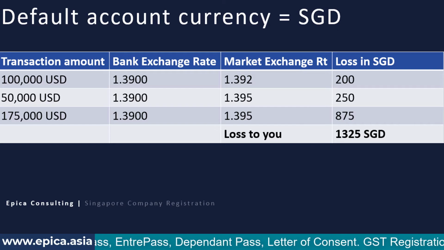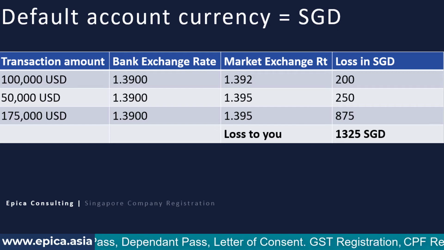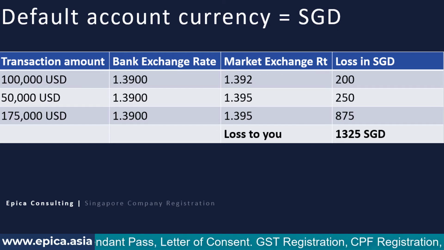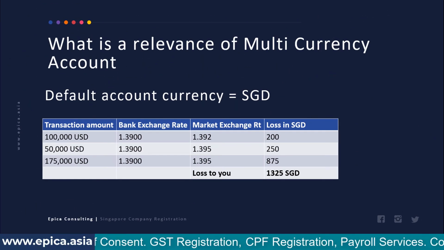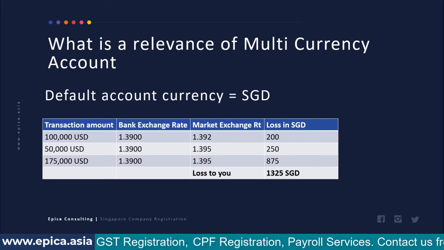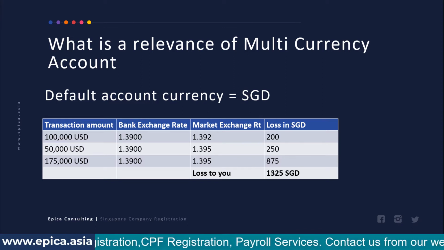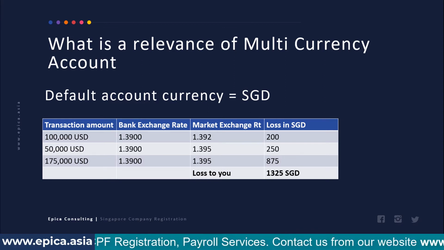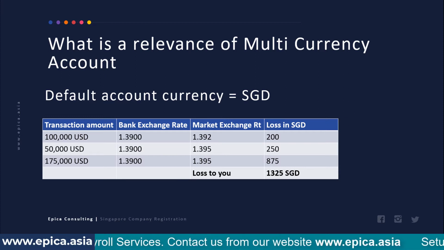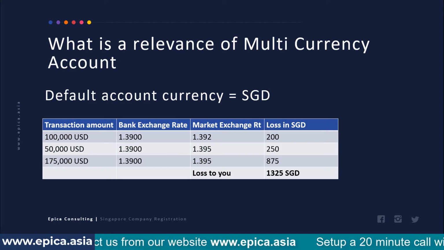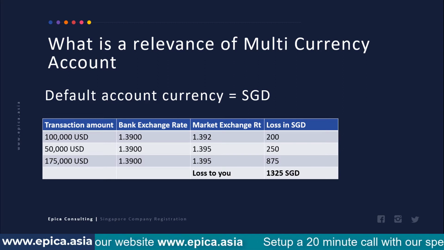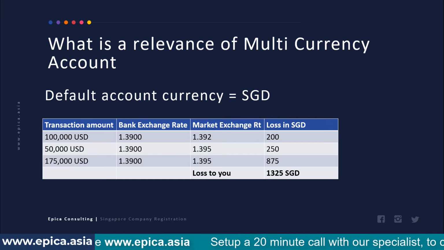Now keep it in mind, I have shown only three transactions and I have not covered any outgoing transactions or other services. Moreover, the spread difference is also very small. In reality, this difference can be large. So as you can see, if the remittances are received or the payments are made in a currency which is not the bank account currency, then you can lose a significant amount of money because of the constant conversion that happens at the bank rate.